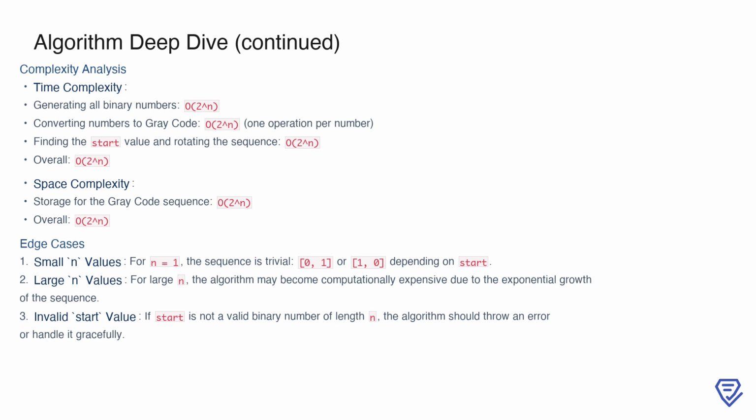For large values of n, the algorithm becomes computationally expensive due to the exponential growth of the sequence. Lastly, if the start value is not a valid binary number of length n, it's crucial for the algorithm to handle this gracefully, either by throwing an error or by validating the input beforehand.